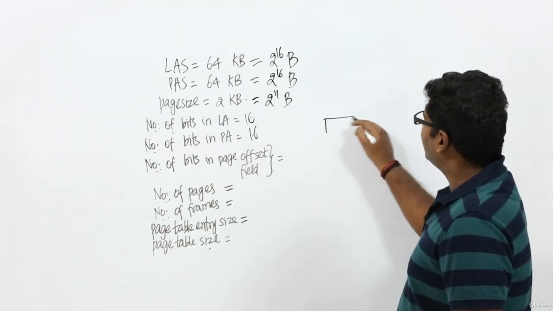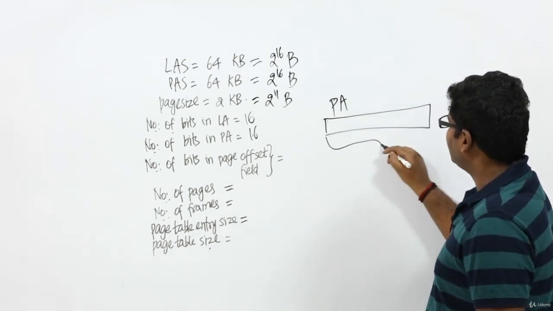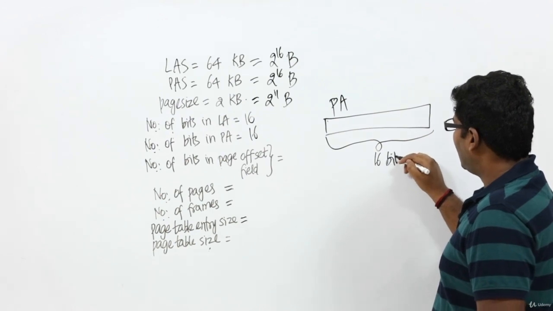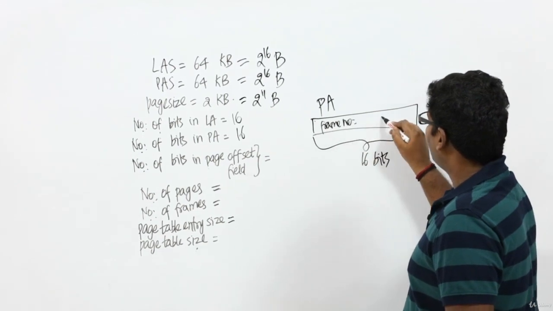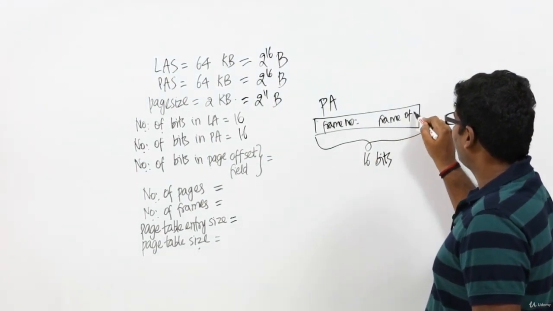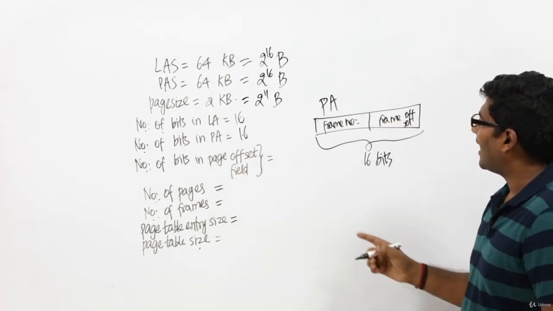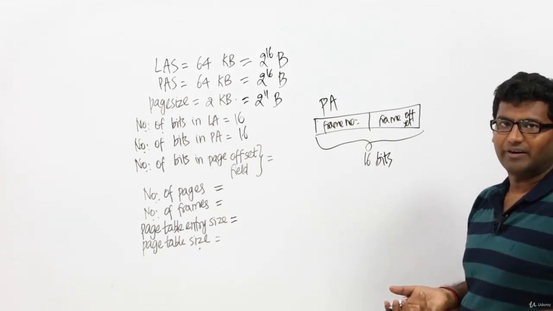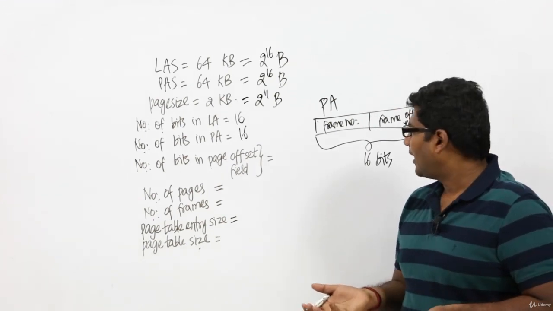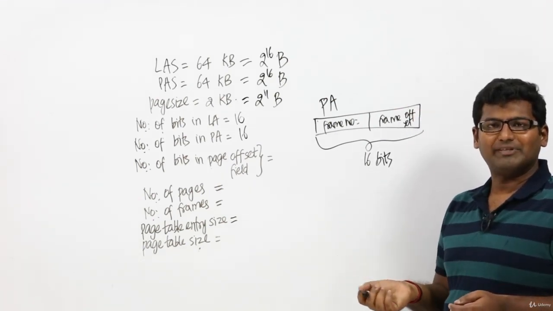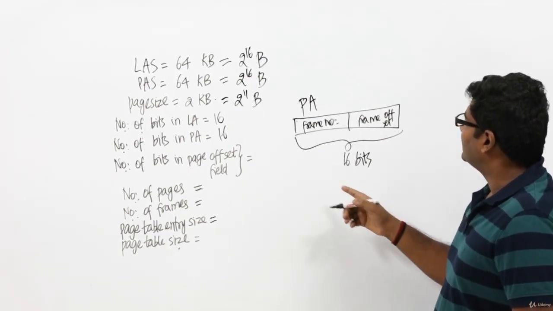Let us take the physical address, and we know that it is 16 bits. And we know that in physical address we will be having frame number and frame offset. Now they are asking how many bits we will have in the frame offset field. Frame offset or page offset, both will be the same because the size of a page and the size of a frame is always the same. And so the number of bits in the frame offset field and the number of bits in the page offset field will both be the same.